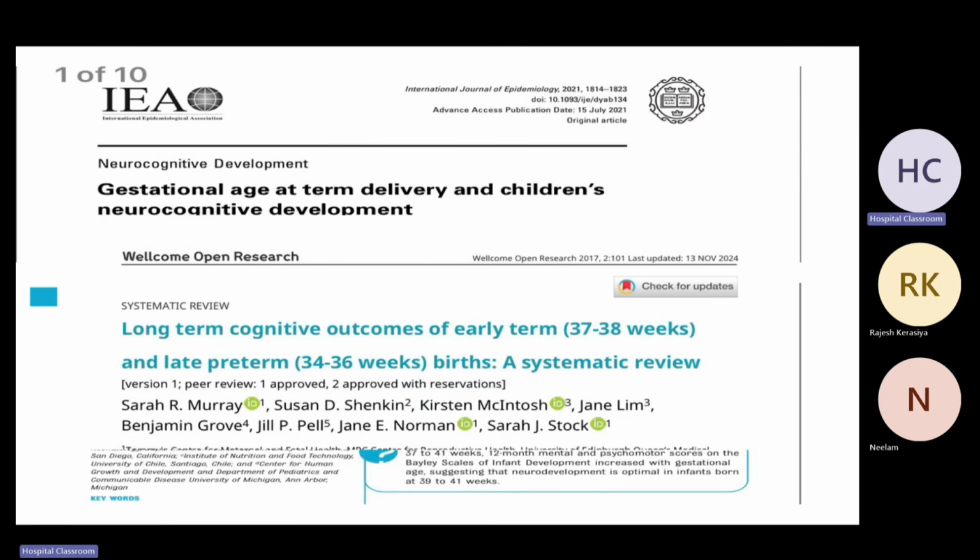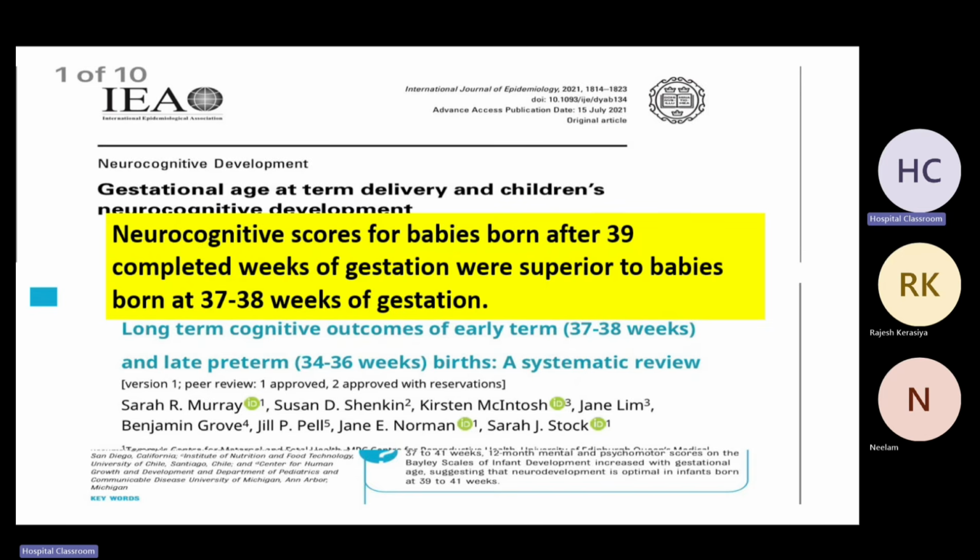Okay, so these are all the studies which have been done on this topic, and what they collectively say is that neurocognitive scores for babies who are born after 39 weeks of gestation are superior to babies who are born at 37 to 38 weeks of gestation. So that is why we should always try to prolong the pregnancy till 39 weeks.